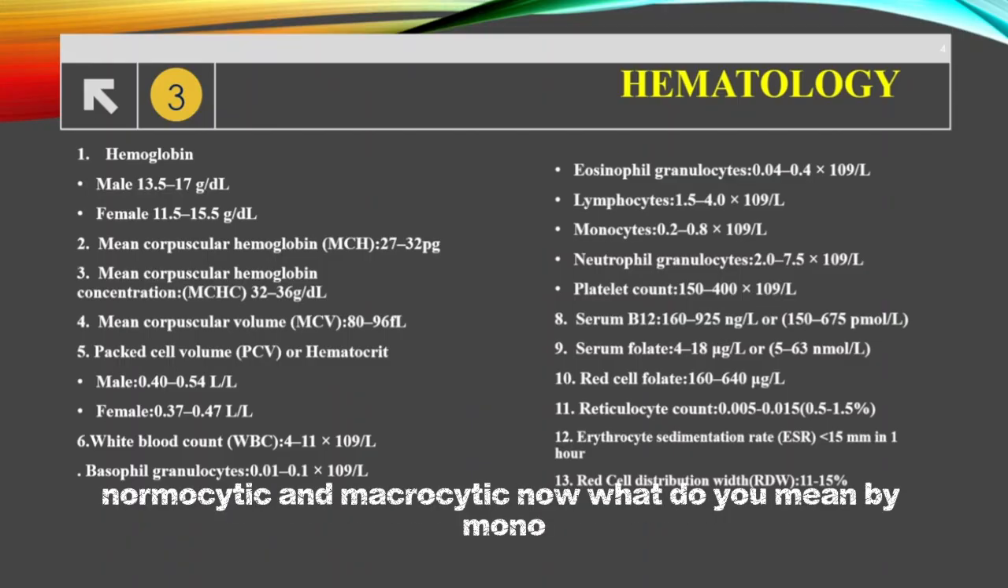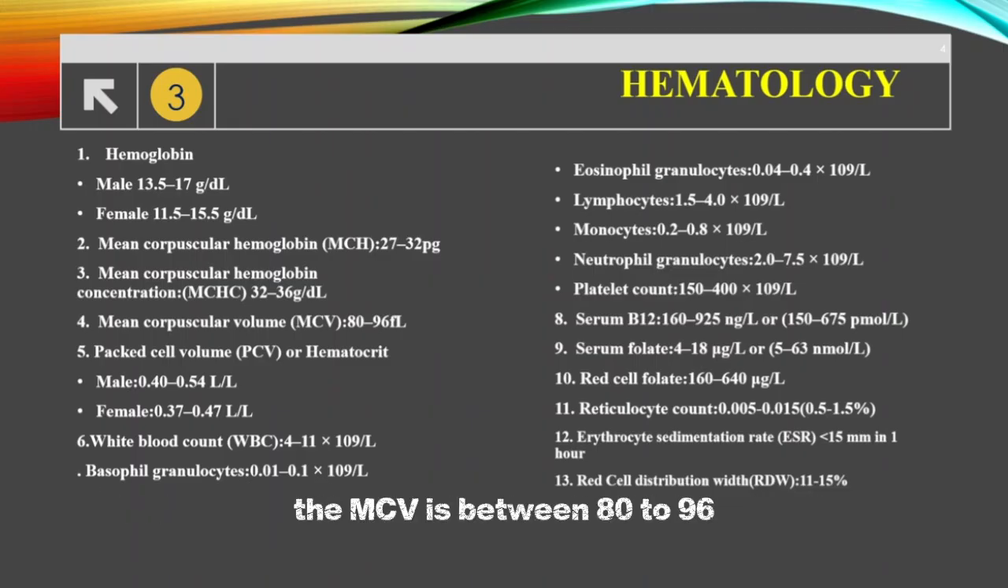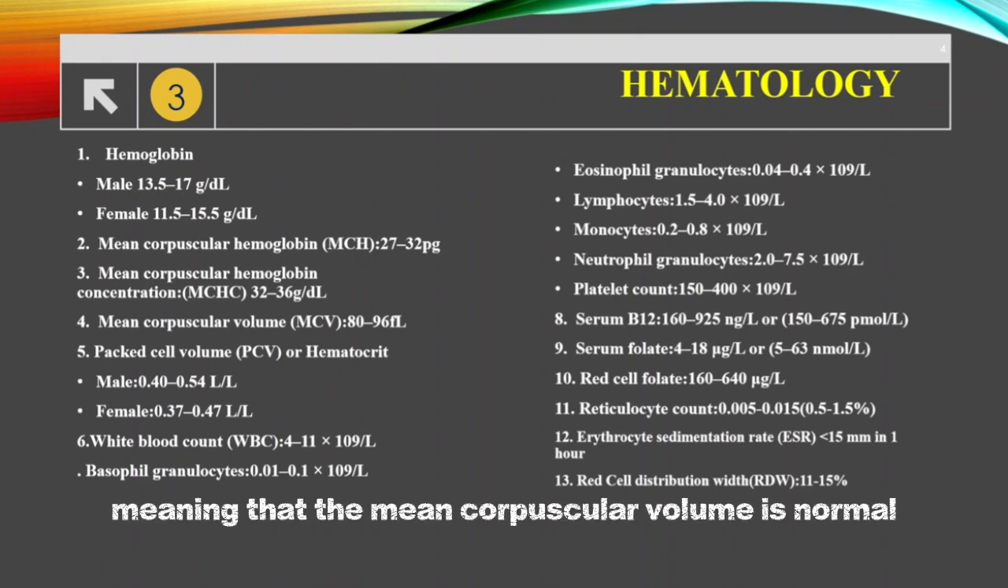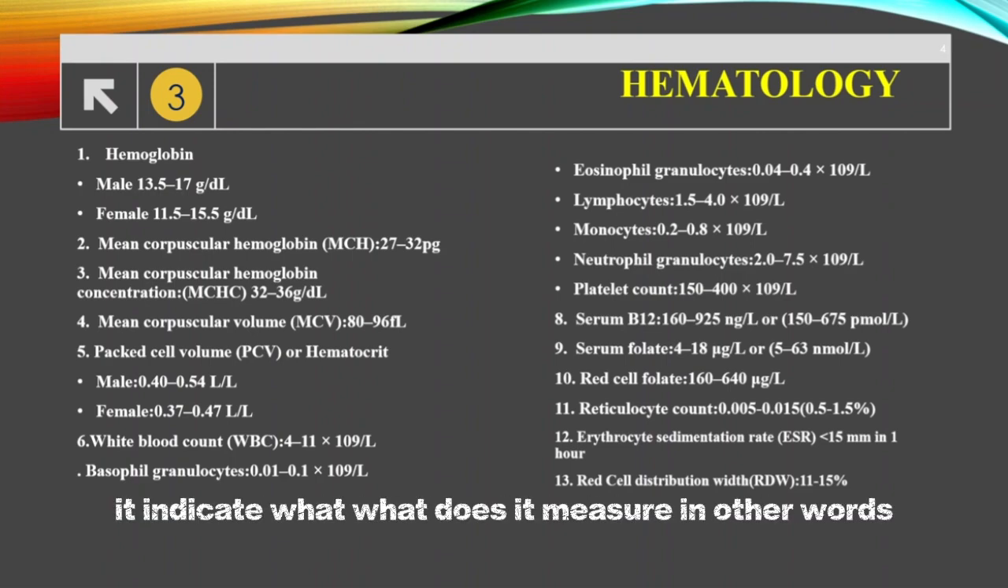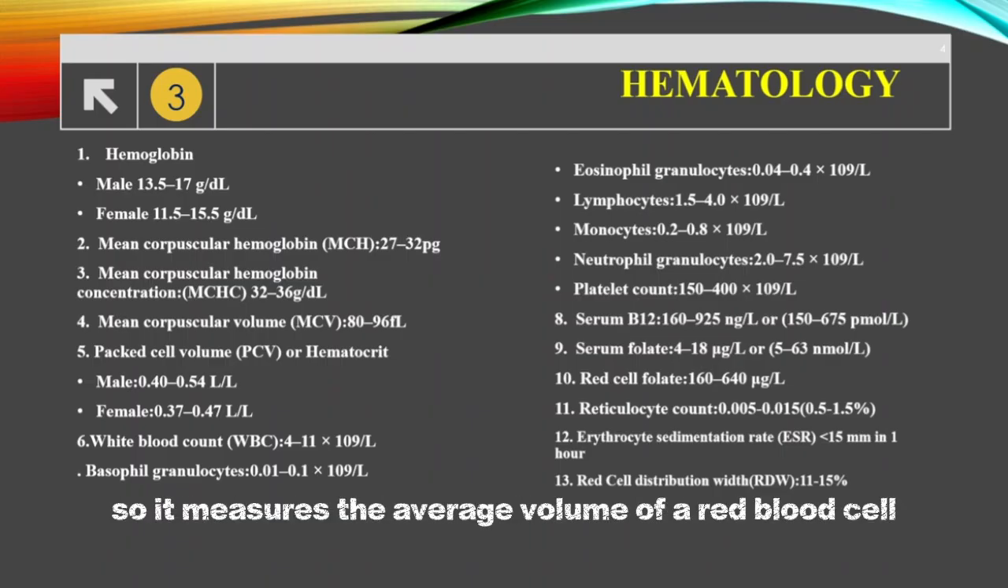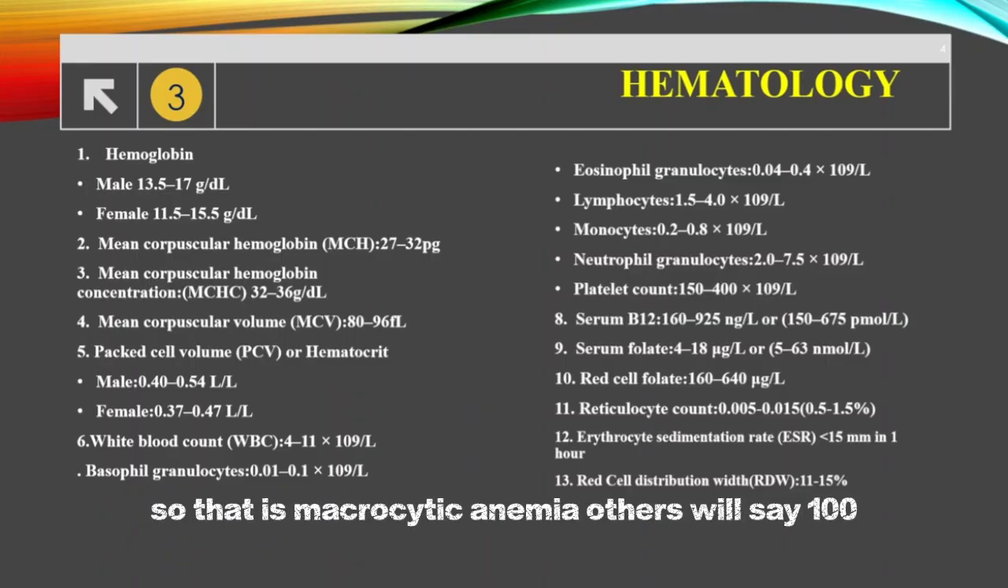Now, what do we mean by normocytic anemia? When the MCV is between 80 to 96, meaning that the mean corpuscular volume is normal. What does it measure, in other words? It measures the average volume of a single red blood cell. The normal volume of a single red blood cell is between 80 to 96. If it's more than 96, its volume is increased, and therefore that is a macrocyte. So that is macrocytic anemia.